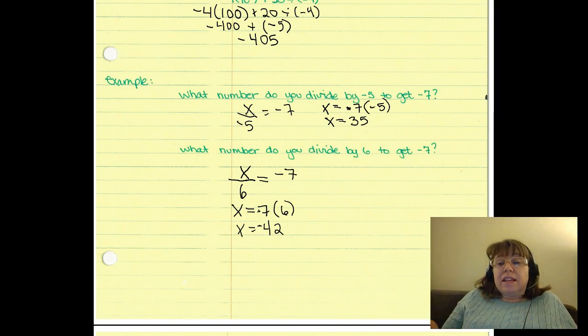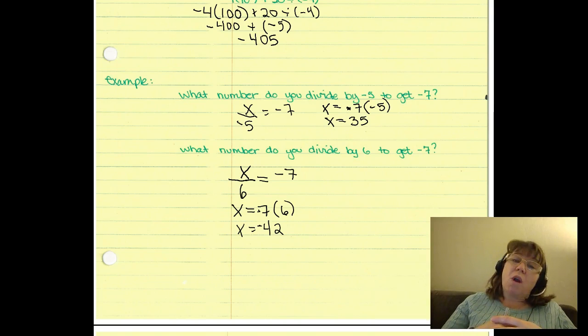So that's it for this lecture. Just follow the rules of multiplication with negative and positive numbers. You're going to use those for division, and you shouldn't go wrong.